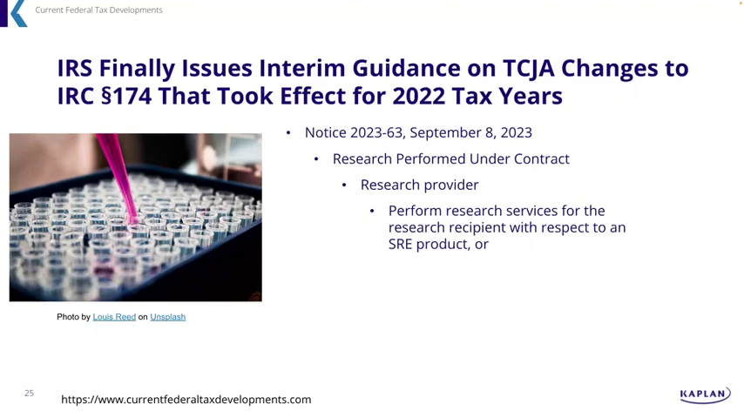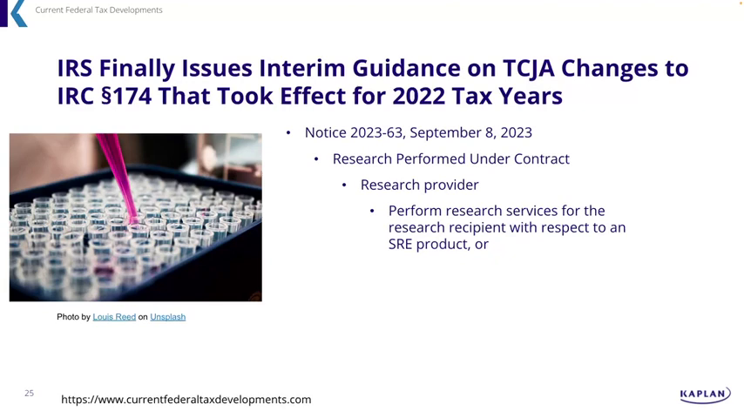That'll be key. Let's go to research under contract now, right? That's the next category of things. Let's talk about research that's performed under contracts. Well, this is something we've seen in section 41, and we're going to have very similar results here. A research provider performs research activities for the research recipients with respect to an SRE product. So there is a product they're developing that has specified research expenditures, specified research experimental expenditures devoted for. We're now developing that with respect to a product.